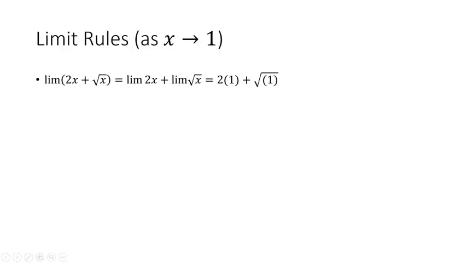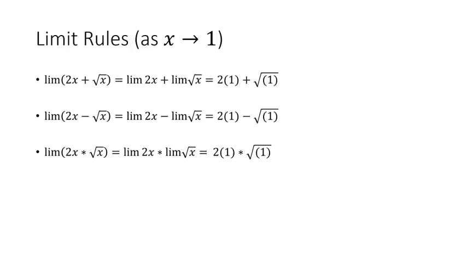Let's look at the first example. In this case, we want to find the limit as x approaches 1. Here, our function is 2x plus the square root of x. That's two expressions. But according to this rule, we can just take the limit of each expression separately and then add them together. So the limit of 2x as x approaches 1, we just plug in 1 for x. And the limit of square root of x as x approaches 1, we just plug in 1 for x, and then we add them. There's a similar rule for subtraction.